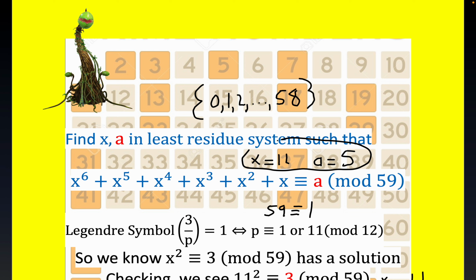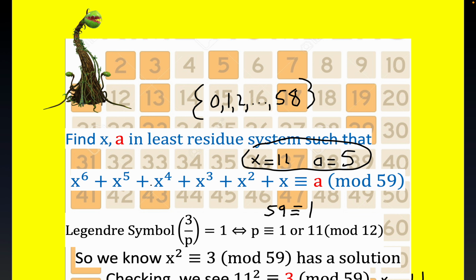Notice that they both fall in this least residue system. You could add any multiple of 59, and that would also be an answer, but we did ask for solutions in the least residue system.